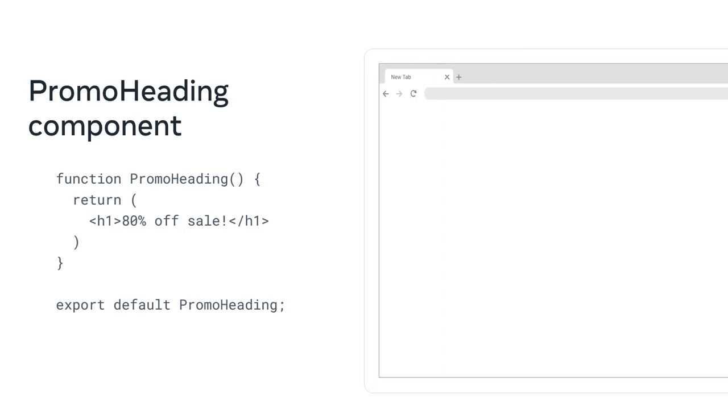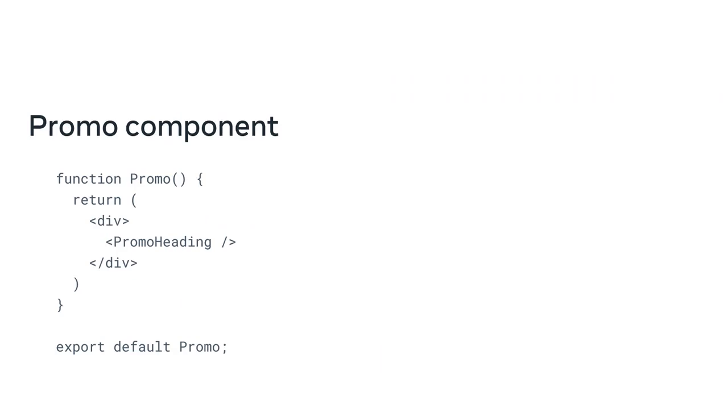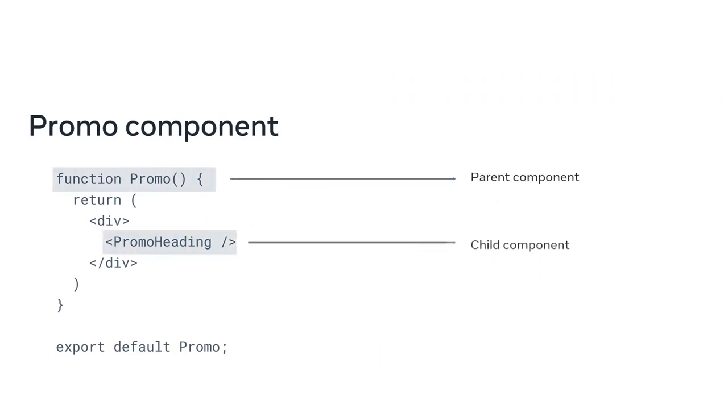Success! You've now created the component Promo, which calls a function from the component PromoHeading to return the text "80% off sale". In this example, the Promo component is known as a parent component, and the component it renders, PromoHeading, is referred to as the child component. Now let's say that the discount increases to 99% off, and you need to update the code to reflect this.